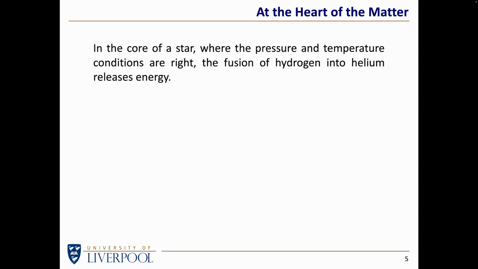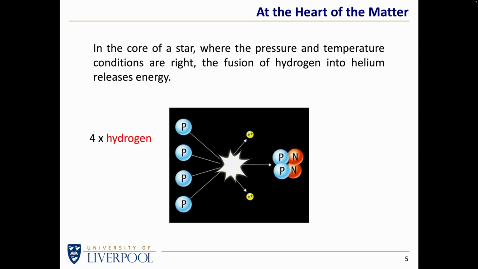So what's going on in the core of a star? The pressure and temperature conditions are just right, in other words, high pressure and high temperature, to fuse hydrogen into helium. So what's happening is protons are being fused together. This little cartoon indicates that 4 protons fuse together.